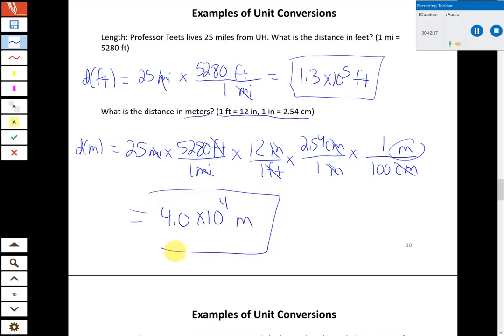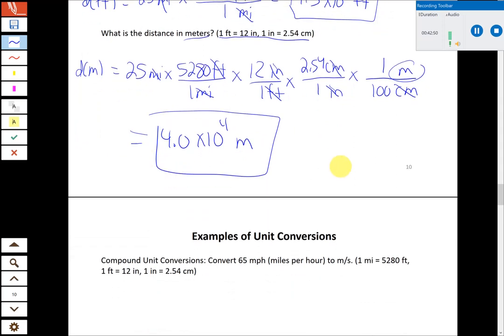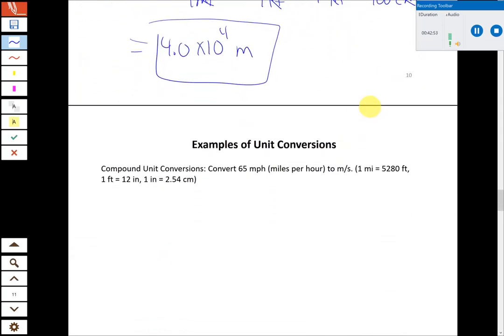Okay, and we're going to use that approach a lot in chemistry, not necessarily just for converting distance units. That's not something we really have to do a lot, but for other types of chemistry problems and other types of units that are more relevant to chemistry, this is going to be a very common approach.